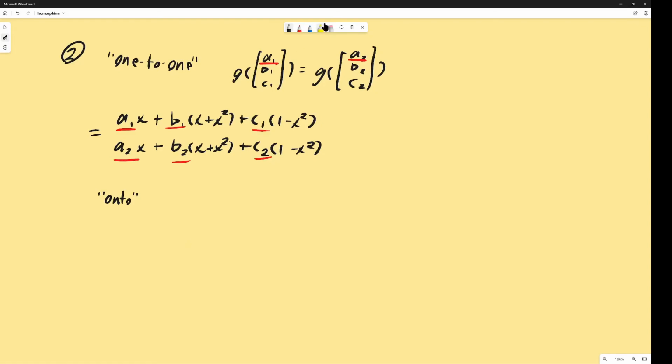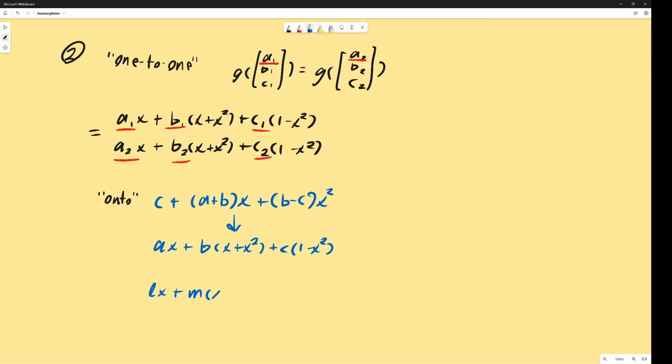Next, we show that G is onto. This is when it becomes really important that we rewrite the output as a times x plus b times (x plus x squared) plus c times (1 minus x squared) instead of what it originally was. We see just a, b, and c multiplying the different parts of this polynomial. And then we can determine that if we have some polynomial output, l x plus m times (x plus x squared) plus n times (1 minus x squared), then it must be mapped to by the vector in R3, (l, m, n). So G is one-to-one, G is onto, G is a bijection. It's also a homomorphism, therefore it's an isomorphism.